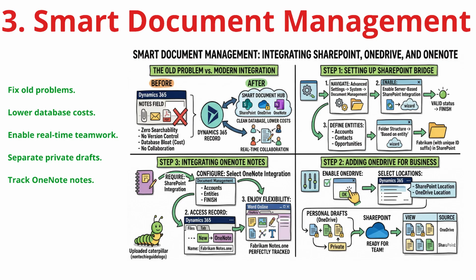Integrating Dynamics 365 and SharePoint is the powerful, logical next step. It unloads files from your central Dynamics database, leading to a clean database and lower costs, while enabling real-time, multi-user collaboration and full version tracking. This integration uses automated folder structures based on entities, like a Fabrikam account, with unique IDs for perfect referencing. We can also add personal storage with OneDrive for Business, which is excellent for work in progress, like personal drafts.